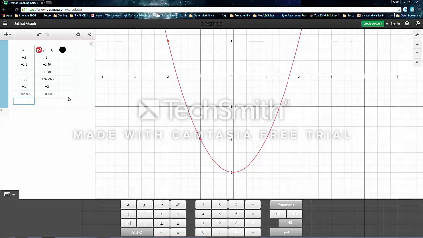But let's do -0.99. And then let's do -0.9. And maybe we'll even go to 0, just to show it on the graph. Okay, so as we approach from the left, which was up here, as we get closer and closer and closer to -1 from the left, we get closer and closer and closer to -2. From the right, -0.9, -0.99, -0.99999, we get closer and closer to -2.